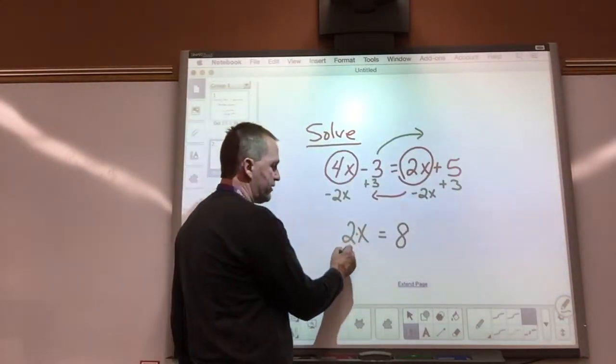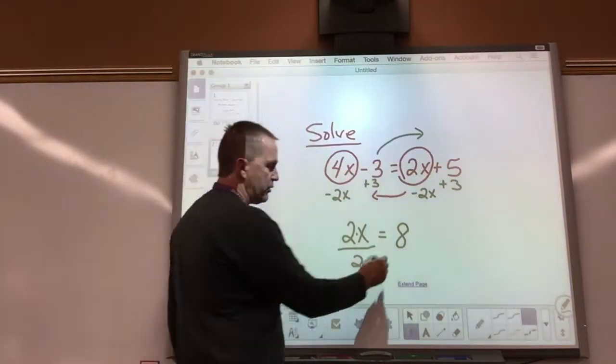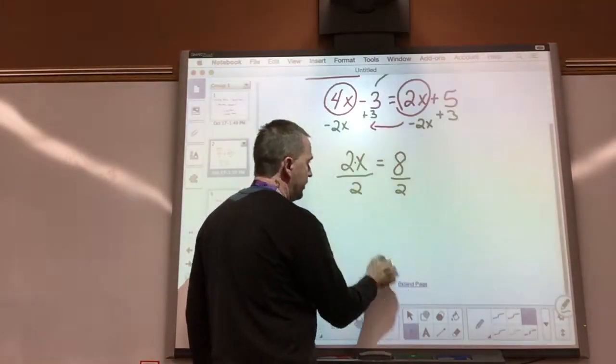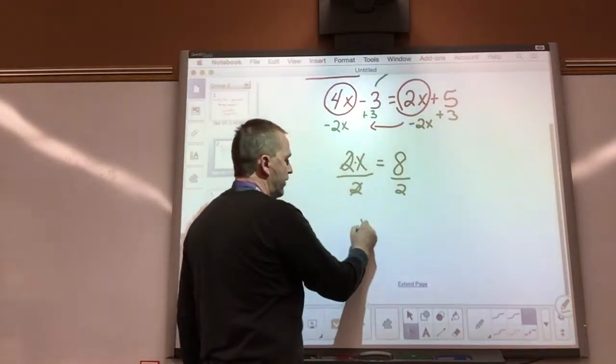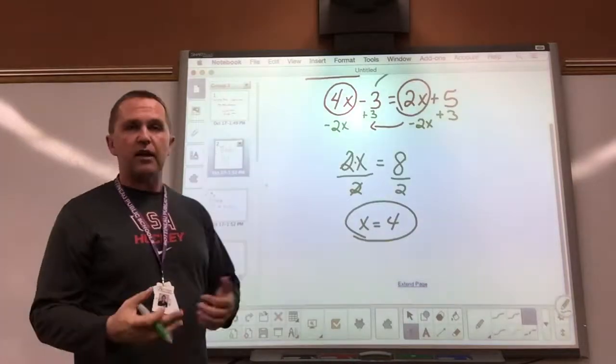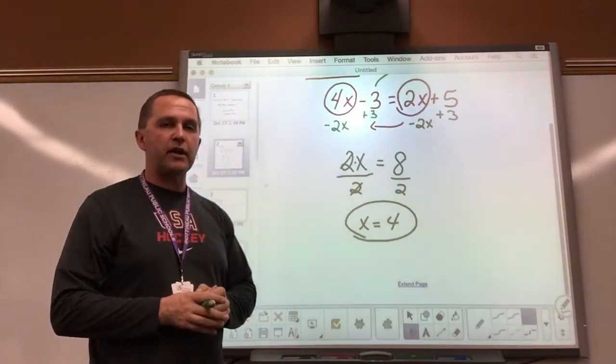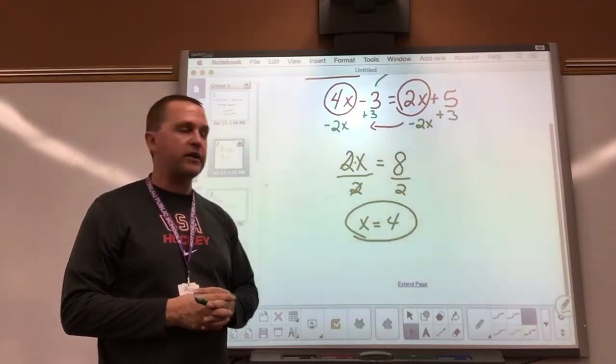Now I'm looking between these and I see that it's 2 times x, so the opposite of multiplying would be dividing. What I do to one side, I must also do to the other side. The 2's drop out and I'm left with x equals 4 for an answer. And in this case, you can see that I got one solution, which is what you typically get when you're working through a lot of algebra equations: you will get one answer.